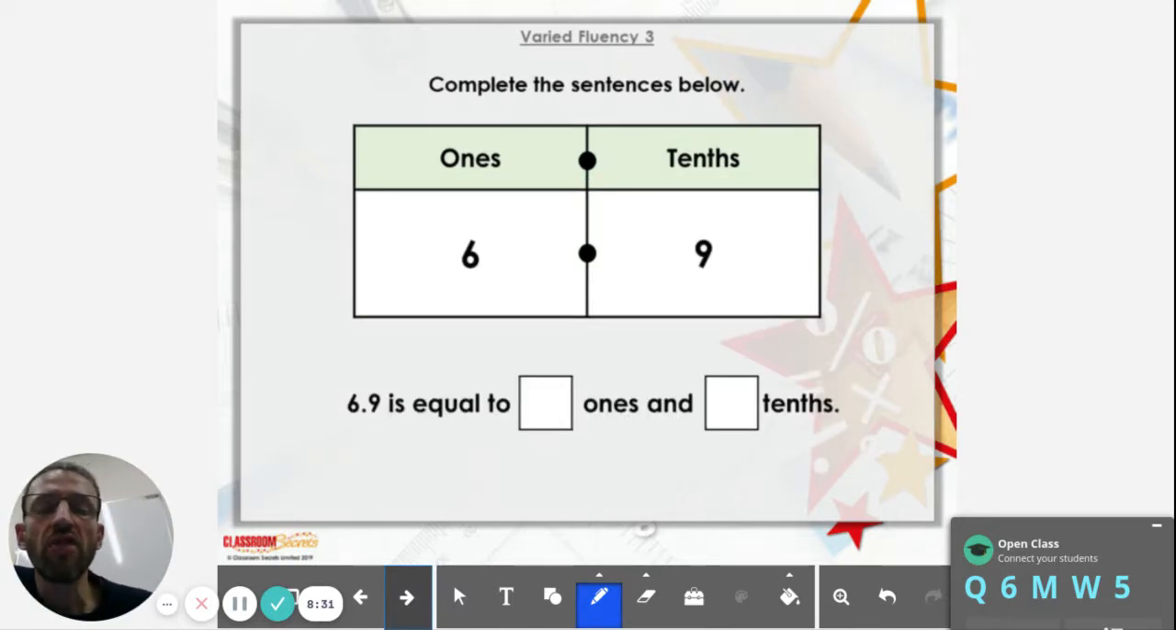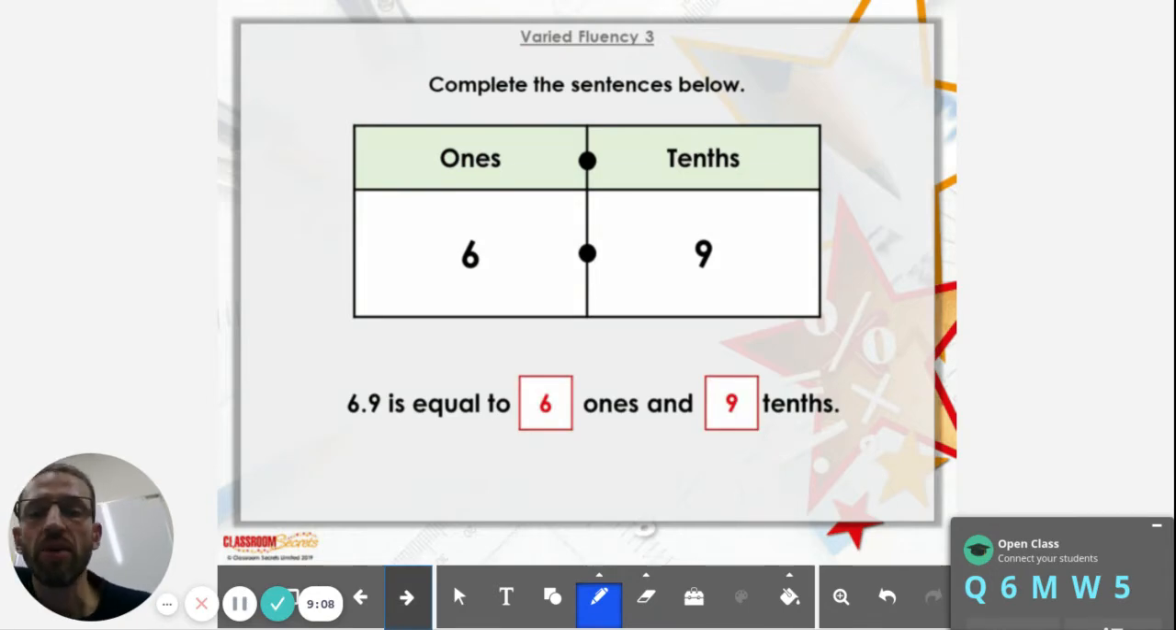Okay, sometimes you're given the whole decimal number. This is 6.9 in this case. Complete the sentences below. So you're reading and filling in the blanks. 6.9 is equal to something ones and something tenths. You can see the ones column is 6 and the tenths column is 9 tenths.